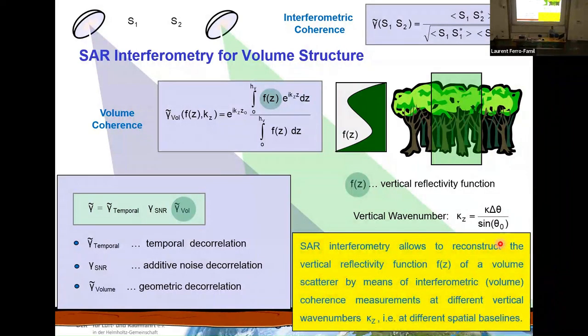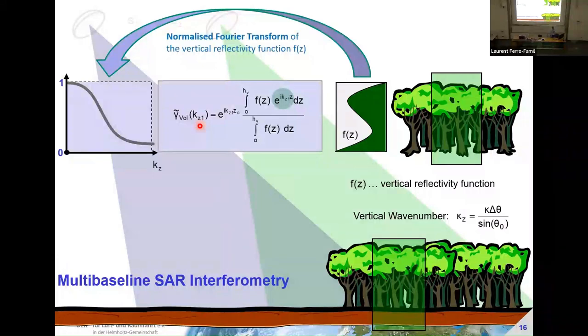But what is important to say is that if you have an interferometric acquisition, you can reconstruct the vertical reflectivity function by simply considering the interferometric coherences for all these interferometric acquisitions. We will see now, for instance, that you can change the baseline. Suppose now that you start with a capacitor. One baseline gives you a capacitor, and a capacitor gives you one point here, if you plot the behavior of your coherence as a function of the baseline, or as a function of the vertical wave number. Then you find a point here.